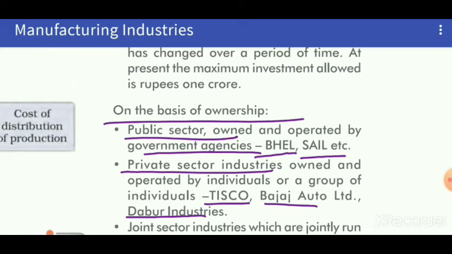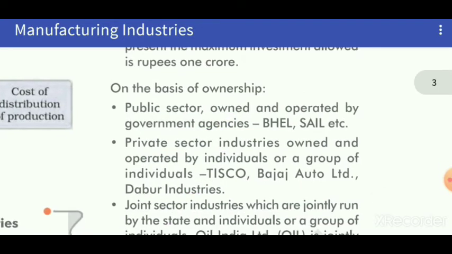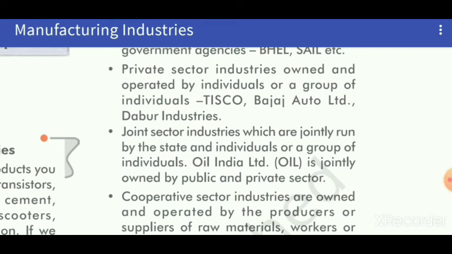It means that all these industries have their control in the hands of some individual or individuals. Now let us see the third one. The third one is joint sector industries. So what is the meaning of joint sector industries?